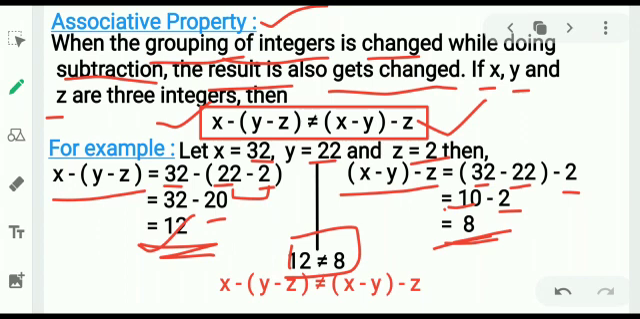So we can say x minus (y minus z) is not equal to (x minus y) minus z. So we can say in subtraction, if we change the group, the answer will also change. So we can say the associative property does not hold true for the subtraction of integers.